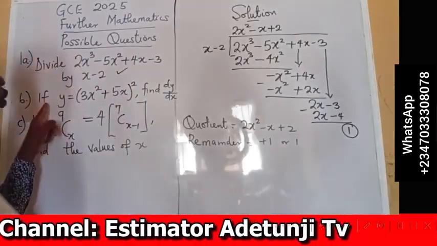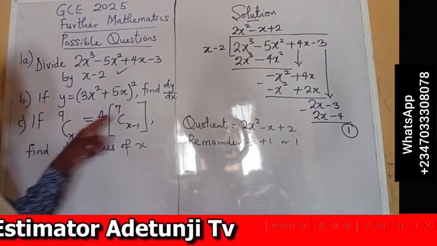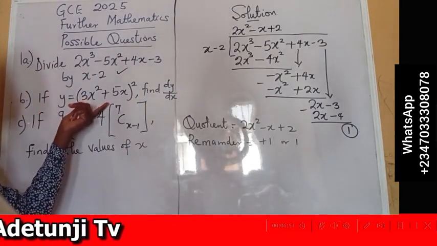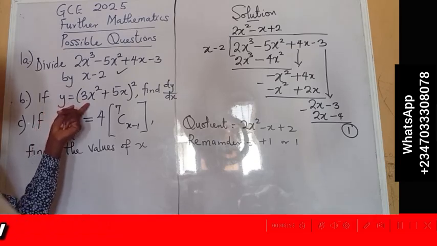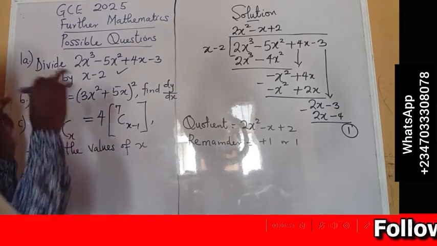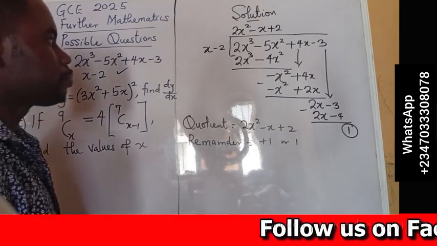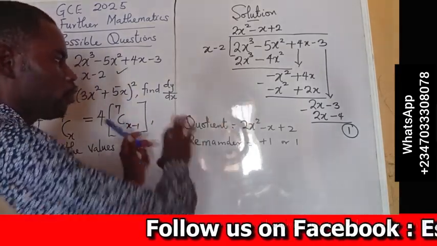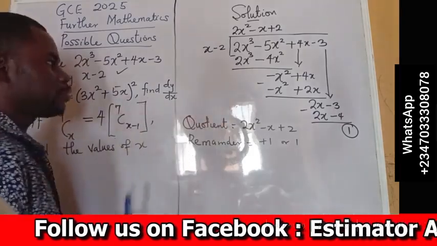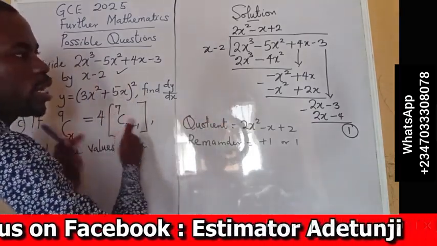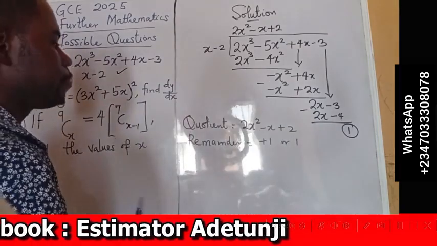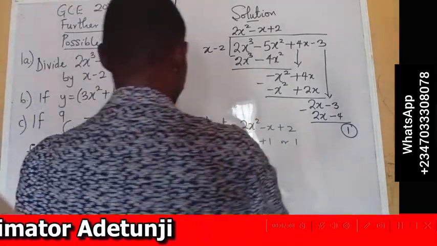So we move to question number 2. Question number 2 is talking about how we should find the dy dx of this f of x, or y equals 3x squared plus 5x all squared. Very simple again. I'm going to use the same board. I'll rub this one out so that we can have our question here, and likewise our response here. So let's quickly do that now.